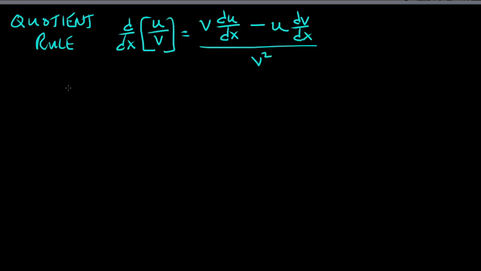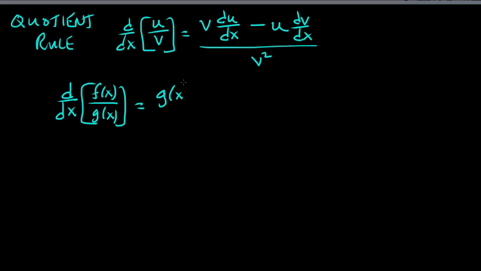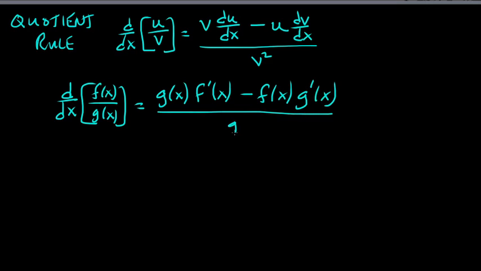If you'd rather use f and g, I don't blame you. So let's say f of x divided by g of x. Then it's g comes first times the derivative of f minus f times the derivative of g, and then all divided by g of x, the whole thing squared. The function squared. Okay, and you just have to get used to it.